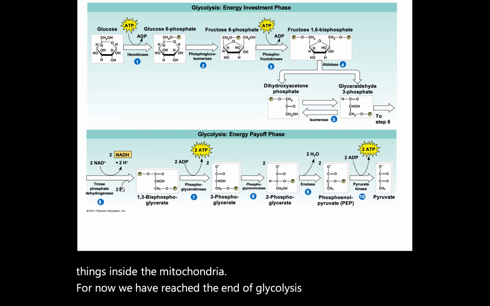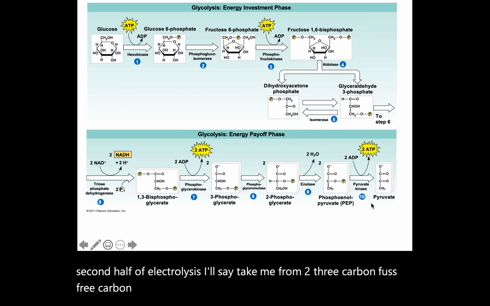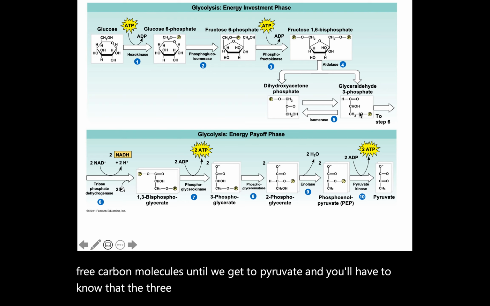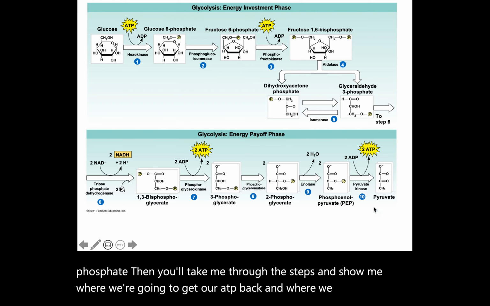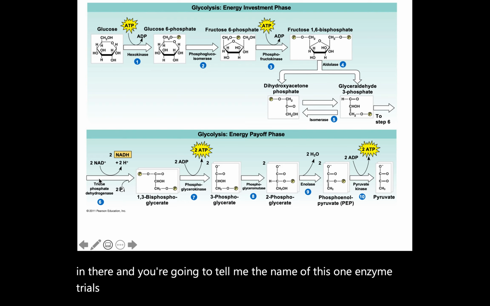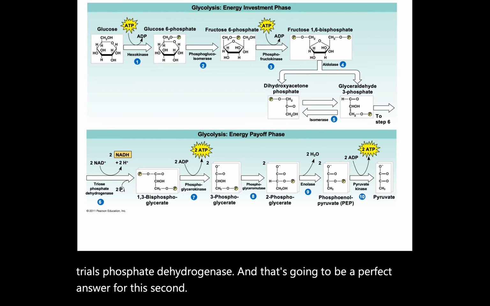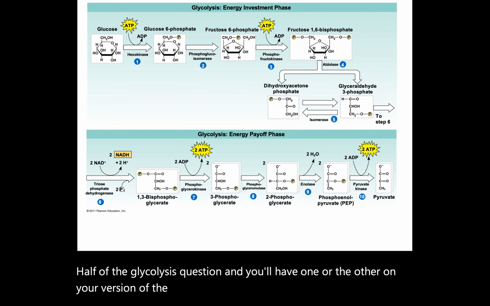So for the second half of glycolysis, I'll say take me from 3-carbon molecules until we get to pyruvate. And you'll have to know that the 3-carbon molecule means glyceraldehyde 3-phosphate. Then you'll take me through the steps and show me where we're going to get our ATP back and where we make the water in there. And you're going to tell me the name of this one enzyme, triose-phosphate dehydrogenase, and that's going to be a perfect answer for the second half of the glycolysis question. And you'll have one or the other on your version of the test. Both questions will be out there for somebody.